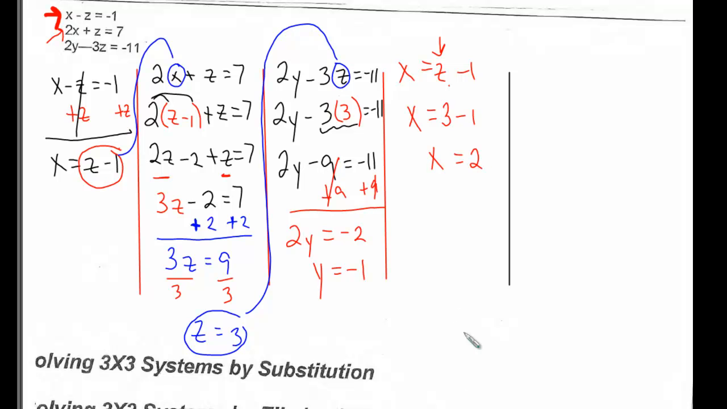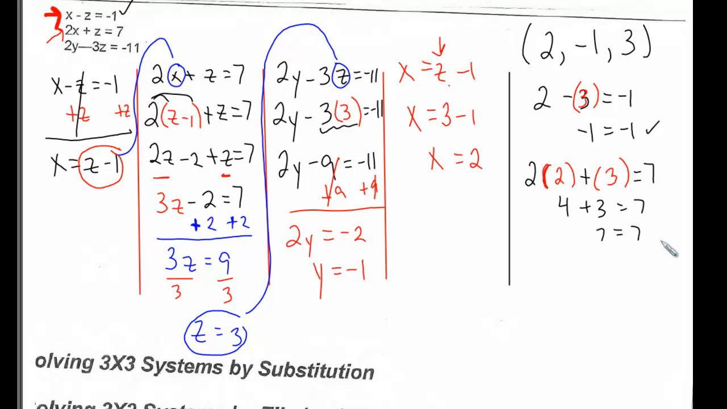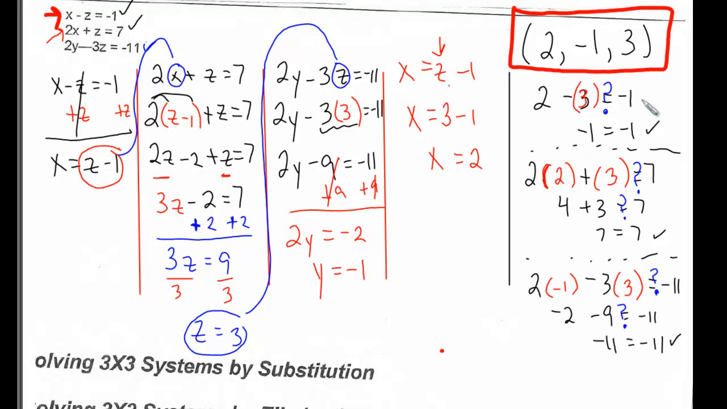Now we need to check to see if these are true. If x is 2 and y is negative 1 and z is 3, is that true for each of these equations? Let's start with the first equation, and that is true. Let's look at the second equation, and that also is true. We just have one more equation to try. The solution to our system is 2, negative 1, and 3. And this concludes day 2 of systems.